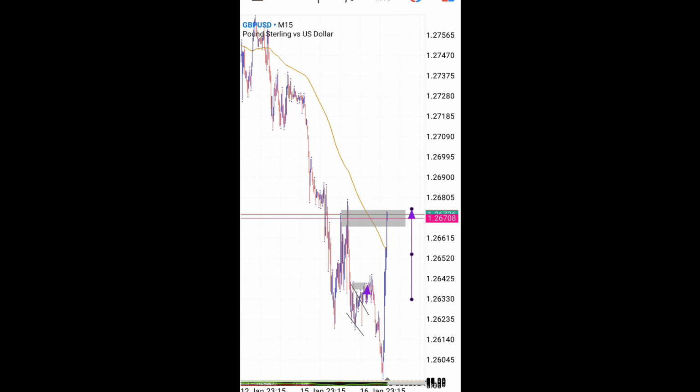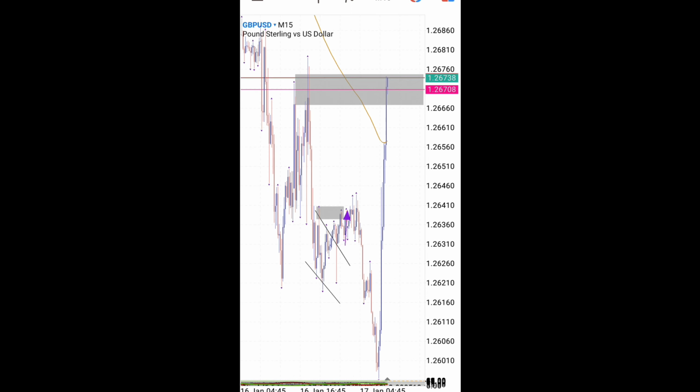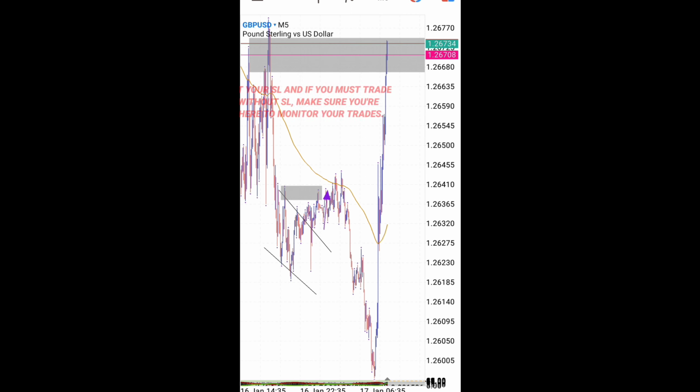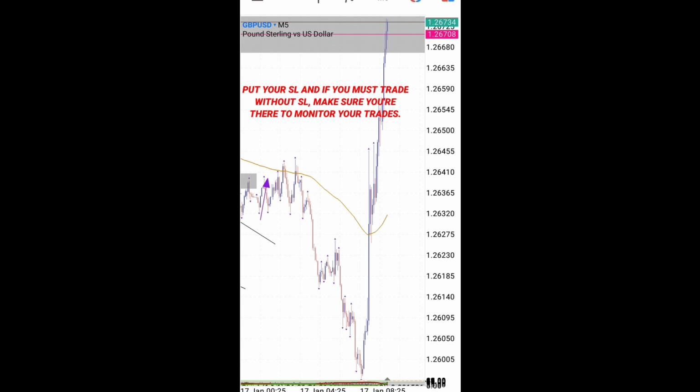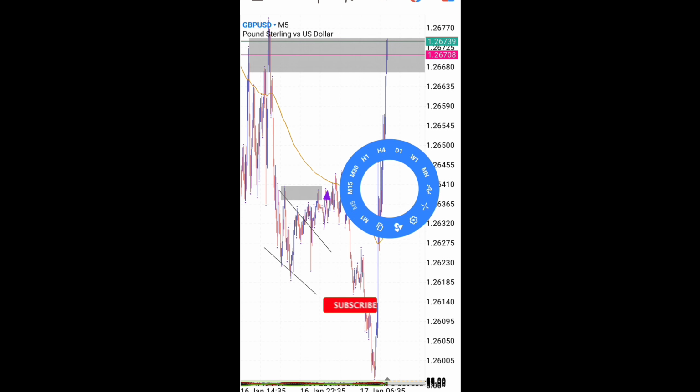But again, proper risk and money management really matters, and if you must take this kind of trade, you must trust your analysis as well and be there to manage your funds. Take note that stop loss is very important.